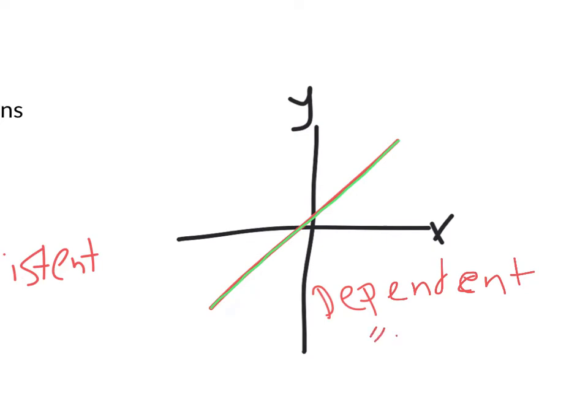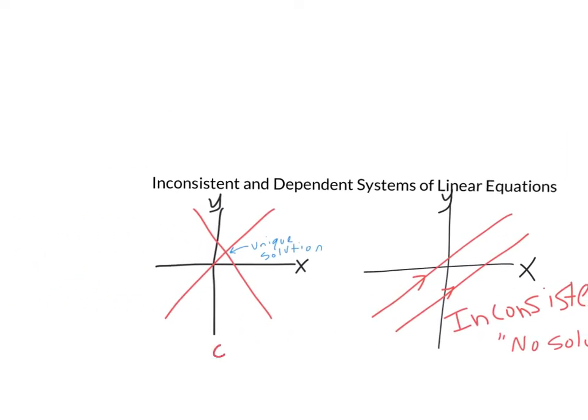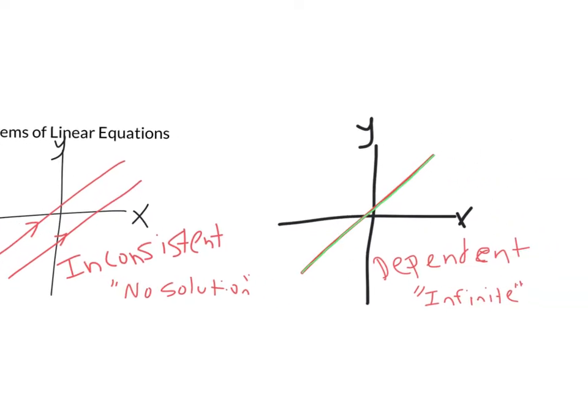So you can think of this one as infinite solutions. And you can think of this one as no solution. And you can think of this first one as one solution. But the words we use for one solution are unique solution. The word we use for no solution is inconsistent equations. And the word that we use for infinite solutions is dependent system of equations.